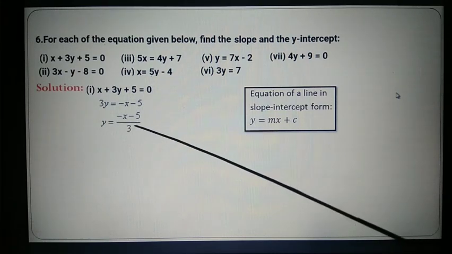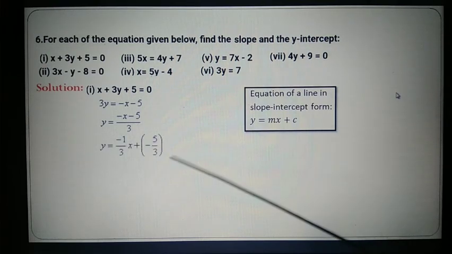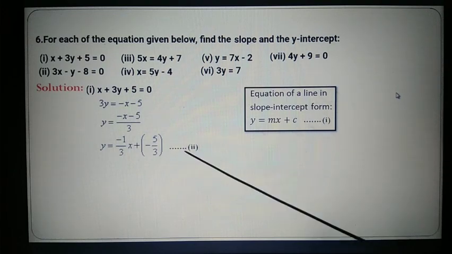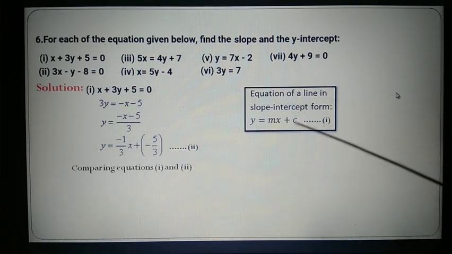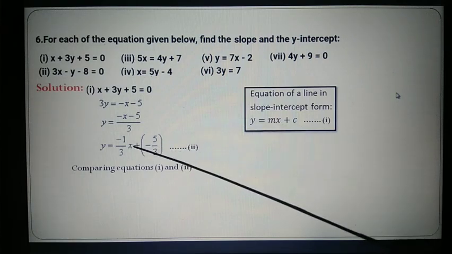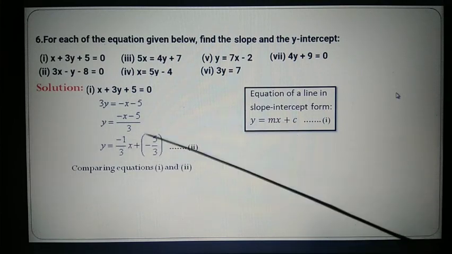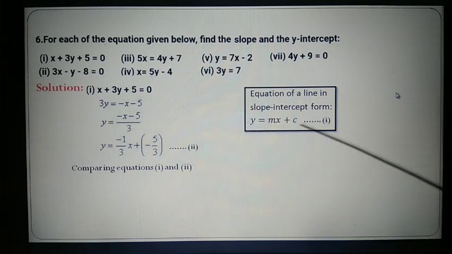Let me separate this 3 with x and 5, because x and the constant term have to be separate. If I do that, then I have this much, right? Now let me write this equation to be equation 1 and this equation to be equation 2. Now let me compare equation 1 and equation 2. What is the number attached to x here? It is m. And what is the number attached to x here? It is minus 1 by 3. So if I compare 1 and 2, the value of m is going to be minus 1 by 3, and similarly the value of c is going to be minus 5 by 3.